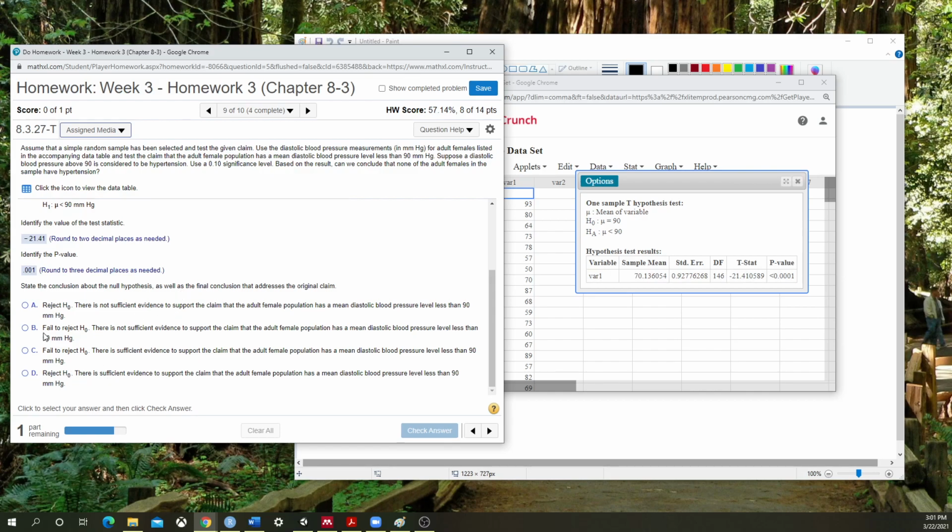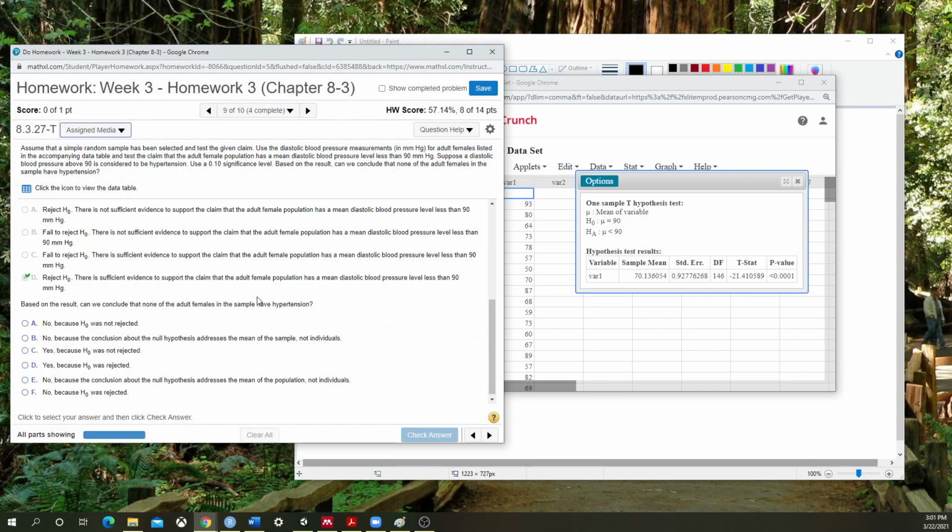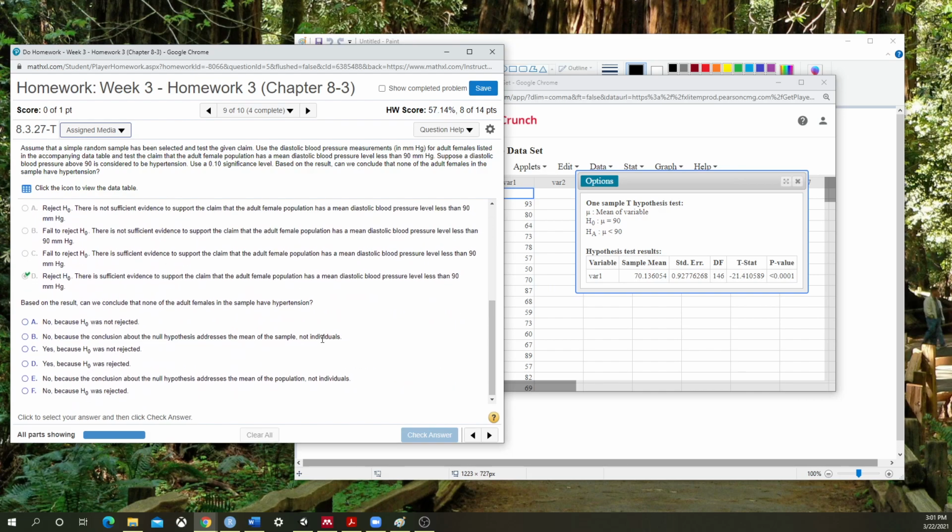There is not sufficient evidence. Nope, we're not going to say that, because we do have evidence here based off this experiment that there is sufficient evidence to support the claim that the adult female population has a mean diastolic blood pressure level less than 90 millimeters Hg. Okay, and there you have it. And remember, yep, okay, oh, this one, yep, check answer. Great job.